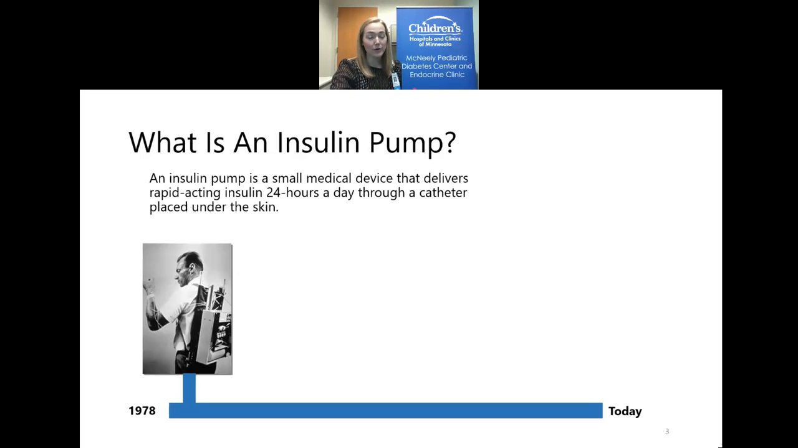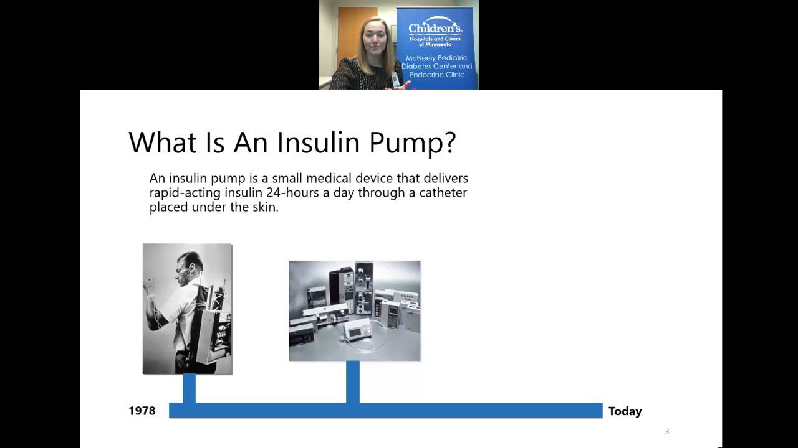And pumps have actually been around for longer than we usually know. So the first pump actually came out in 1978. And as you can see in this picture, it was an ordeal to wear it. You had this big backpack on. You had to have two different IVs running. It wasn't just this subcutaneous catheter that was placed. It was a real IV. So it was a big ordeal to be on a pump.